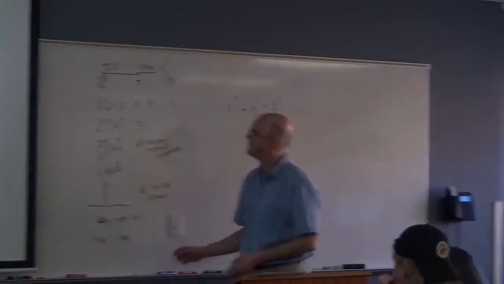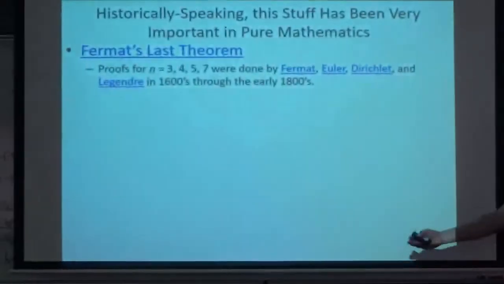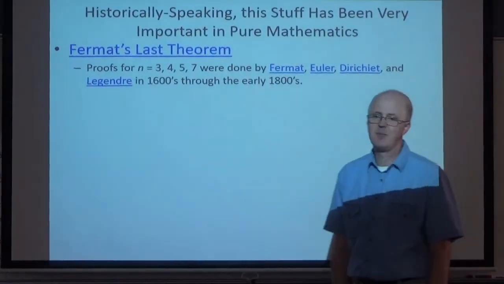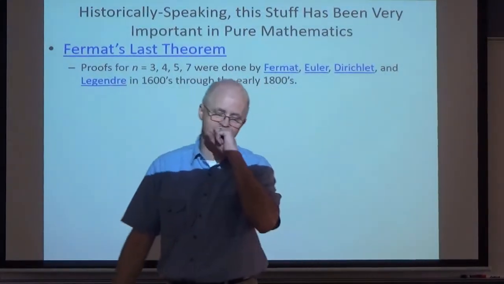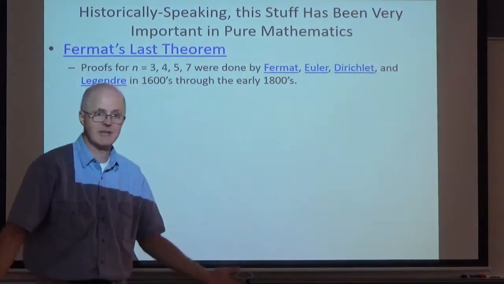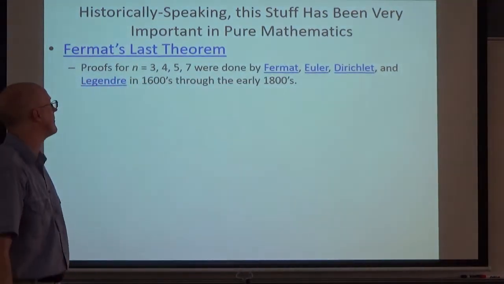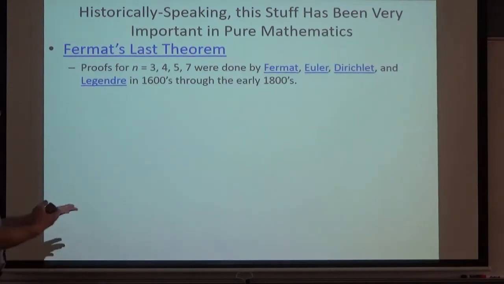It's historically important because Fermat claimed to have a proof of it, but he never showed anybody the proof. And people tried to prove it and they couldn't in the general case. Proofs for special cases were given. N equals 3, 4, 5, and 7 were done by Fermat himself, Euler in the, I think, 1700s, Dirichlet and Legendre in the early 1800s.